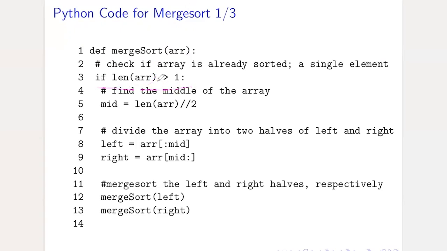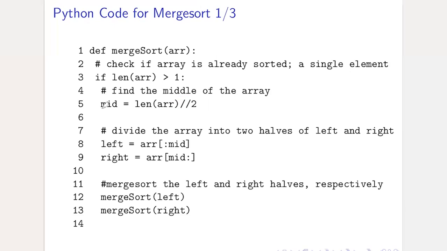And if that is the case, we will find the middle point of the array. So we get the length and divide. This is the integer division. Okay, slash slash in Python is the integer division. So if it is 3, you get 1. If it is 4, you get 2. And if it is 5, you get 2, like that. Okay, integer division.